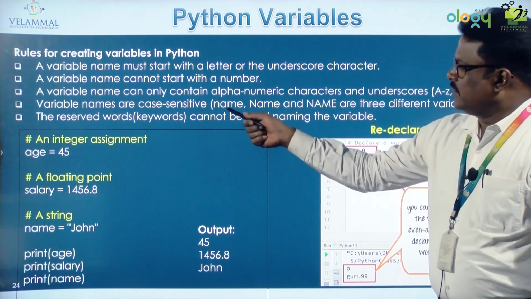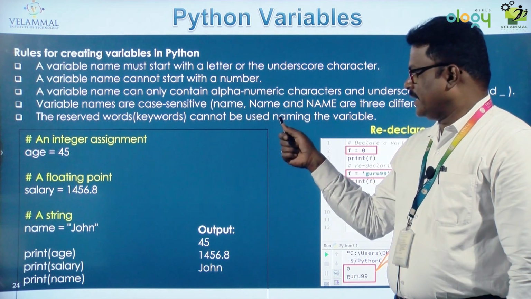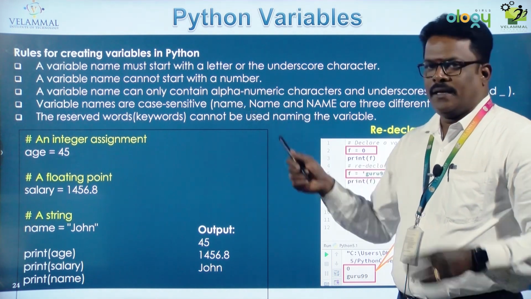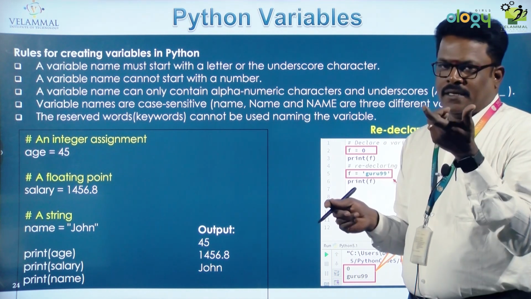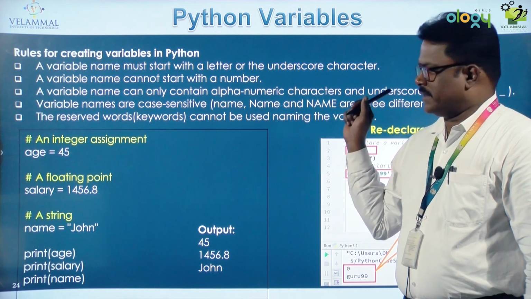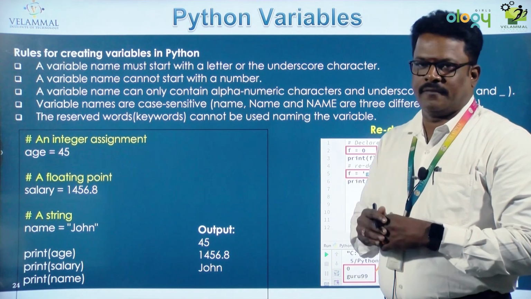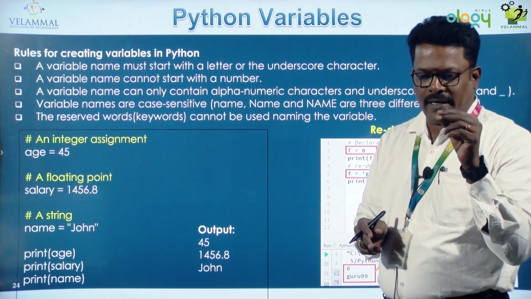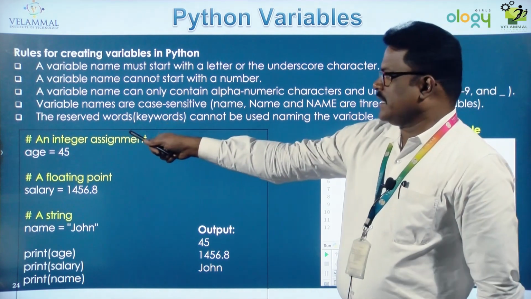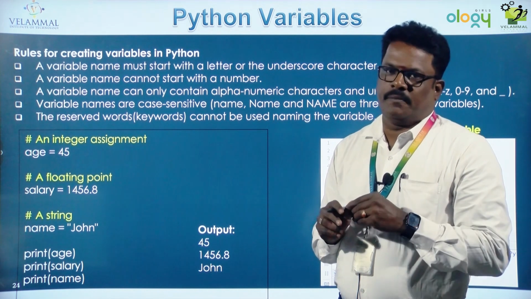What is case sensitive? The first variable name is name, everything in lower case. In the second variable, the first letter is uppercase, the remaining are lower case, but the meaning is the same. That is, the pronunciation is the same. And the third one is everything in uppercase. But in Python, all three are different variables. It is case sensitive. It will accept the case. If you declared in lowercase, then throughout the program it is considered as lowercase. Okay. The reserved words, that is keywords, cannot be used to name the variable. Okay.